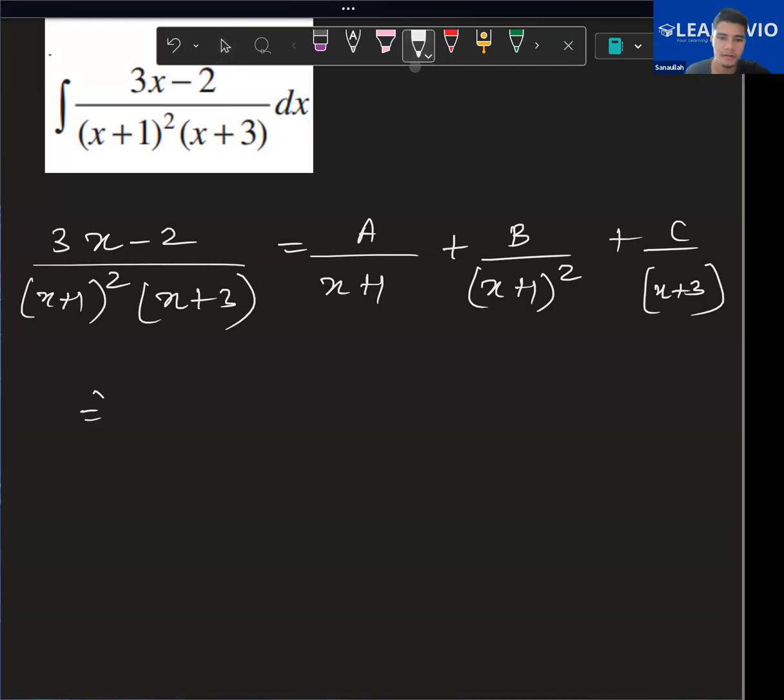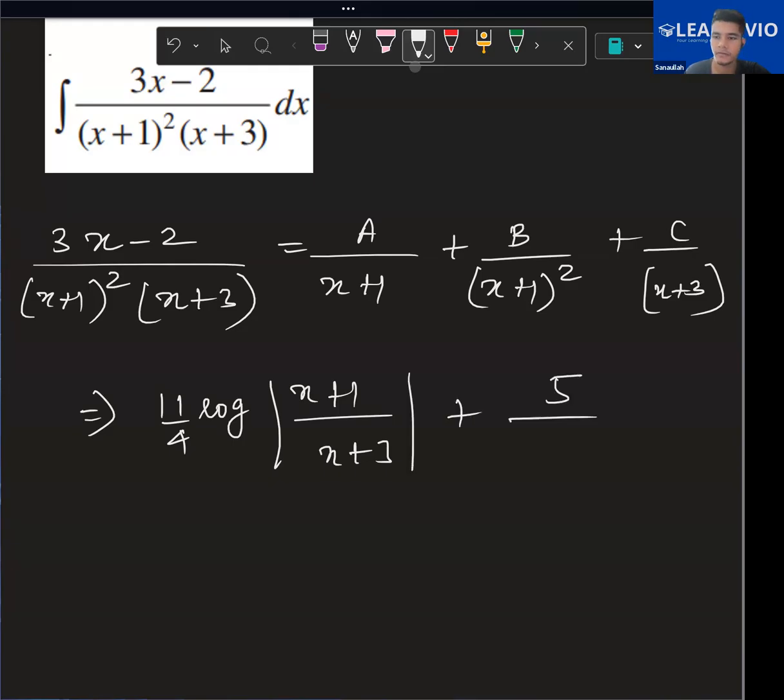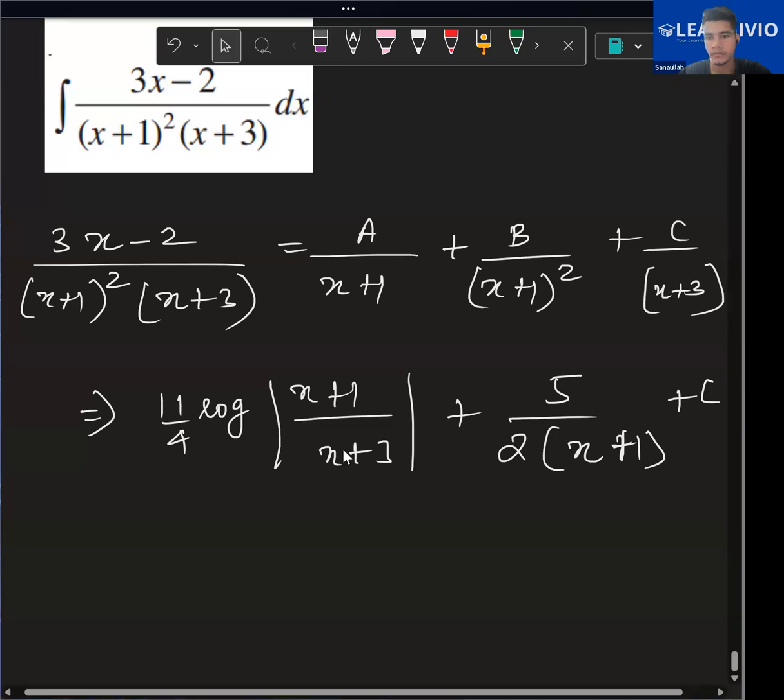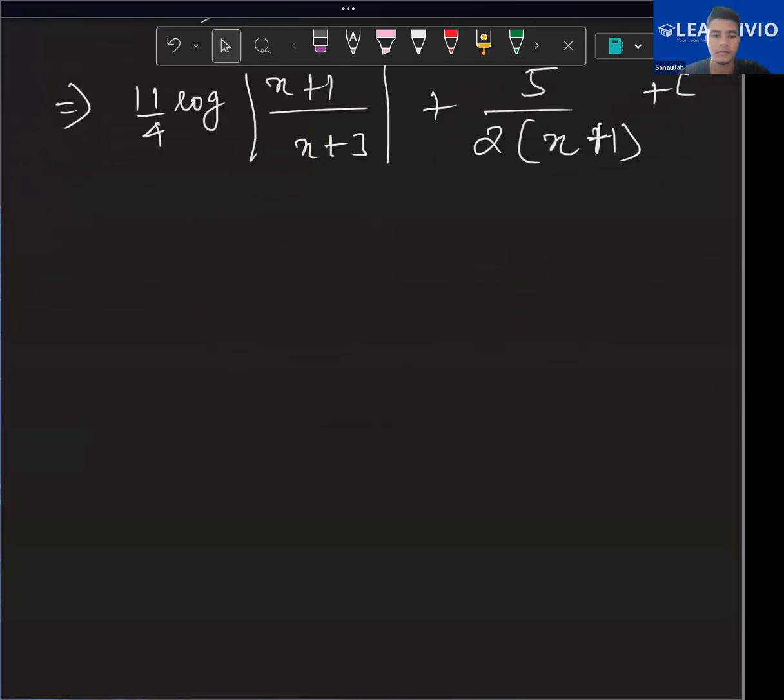So the answer for this is 11 by 4 of log of x plus 1 over x plus 3, plus 5 by 2 times 1 over x plus 1, plus c. Right? Yes, sir. Okay, good. सबका आ गया? Clear, sir? Yes, sir. Okay, okay.